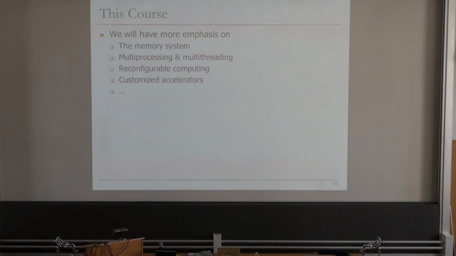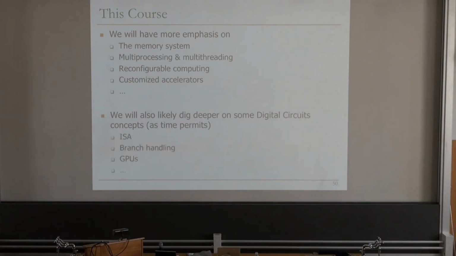Okay, basically in this course we will have more emphasis on the memory system, multiprocessing and multithreading, reconfigurable computing, customized accelerators. So I think computer architecture courses need to adapt to how things change also. If I was teaching this course with pipelining and branch prediction and superscalar execution, we could go into a lot of depth into those topics, but I'm not sure it's going to be extremely useful for you afterwards. That's why we need to cover the changing paradigms. And we will also likely dig deeper into some digital circuits concepts. I think we've already done ISA, I'm not sure we're going to do more, but branch handling we'll cover because that's really fundamental, and also GPUs a little bit.